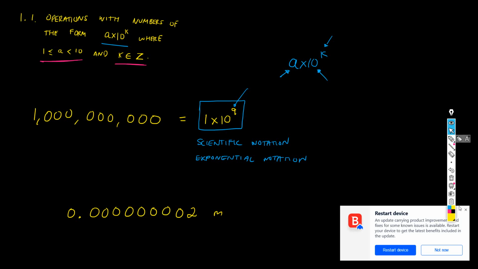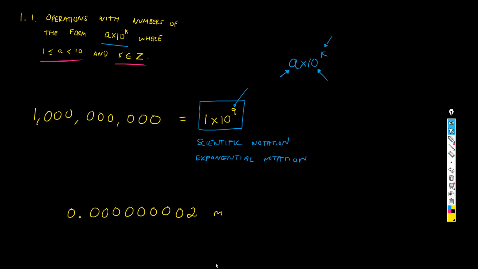So whenever a virologist or a doctor talks about the size of a virus, they will never tell you that the size is 0.000000002 meters. They will never say that. It's too long. Everybody's going to look at him like, dude, what's wrong with you? So they will never use this. What they do instead is go back to scientific notation or exponential notation, and they will tell you the size of a virus is 2 times 10 to the minus 9 meters.